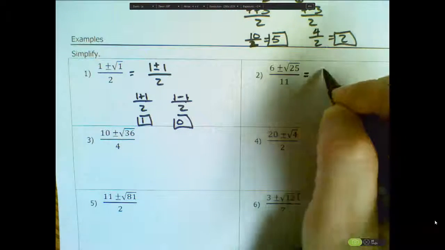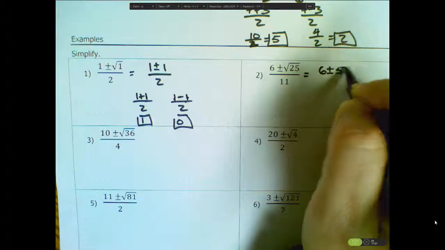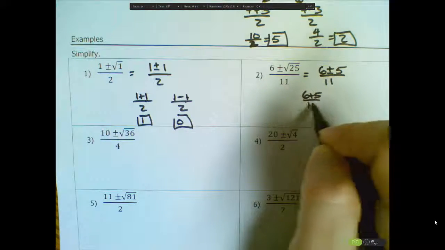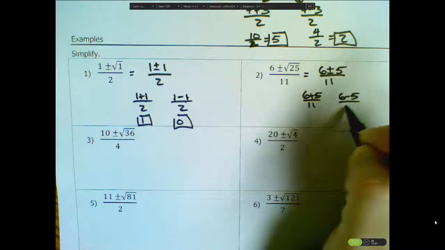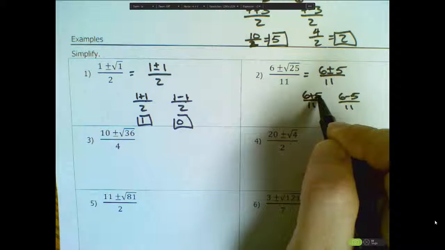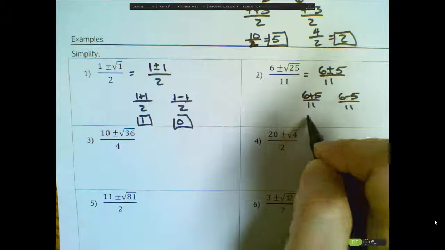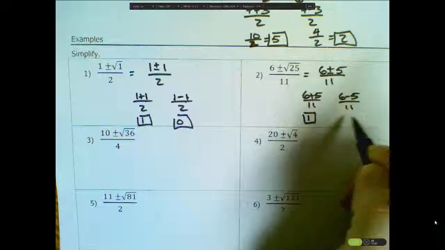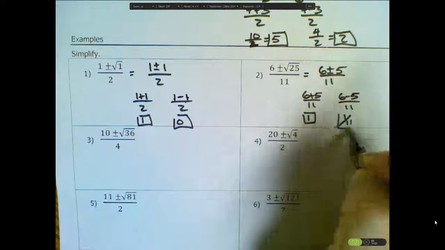Square root of 25 is 5, so I have 6 plus or minus 5 divided by 11. Two math problems. 6 plus 5 divided by 11. 6 minus 5 divided by 11. 6 plus 5 is 11. 11 divided by 11 is 1. 6 minus 5 is 1. 1 divided by 11 I just leave as 1 over 11.